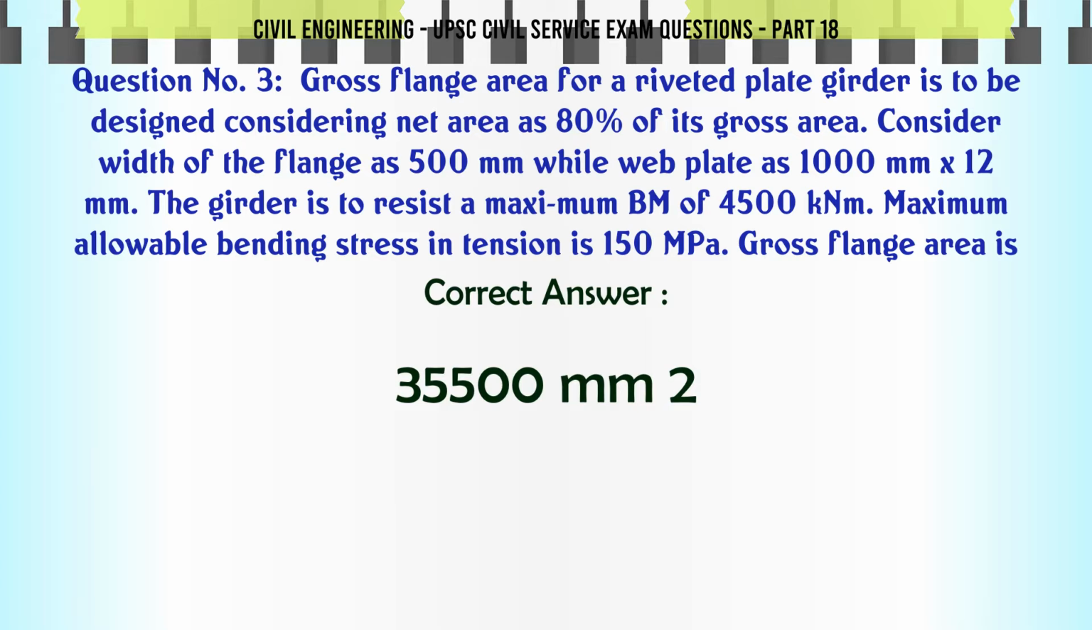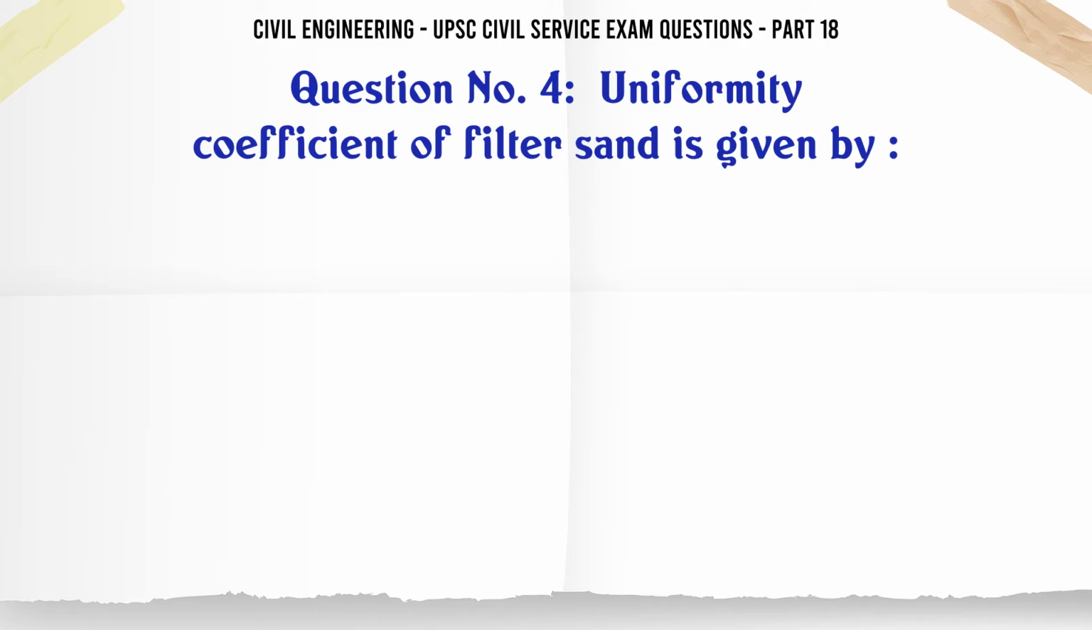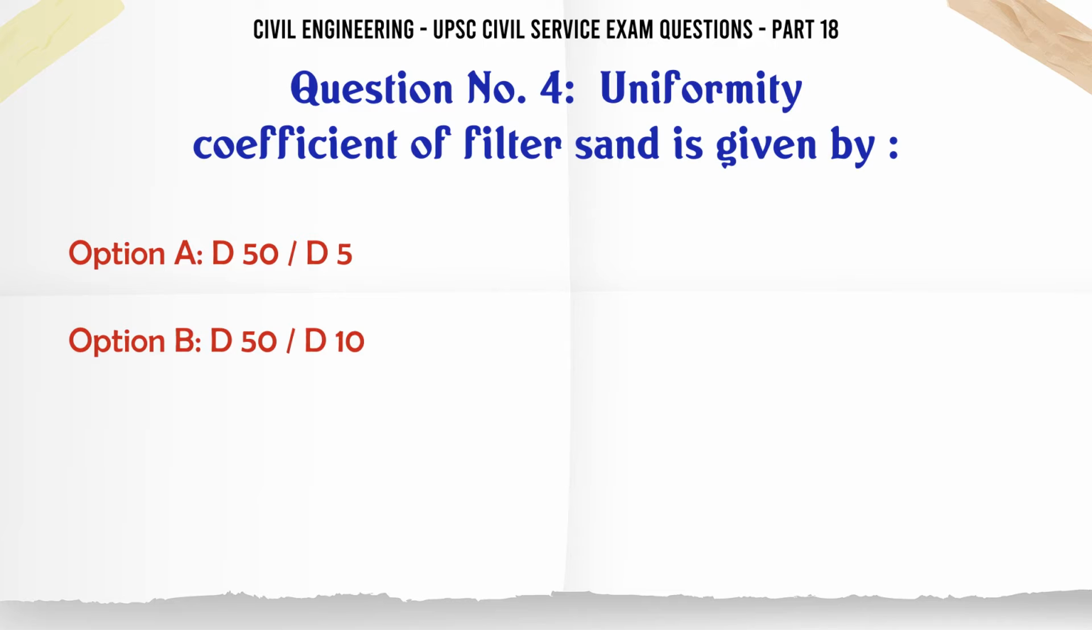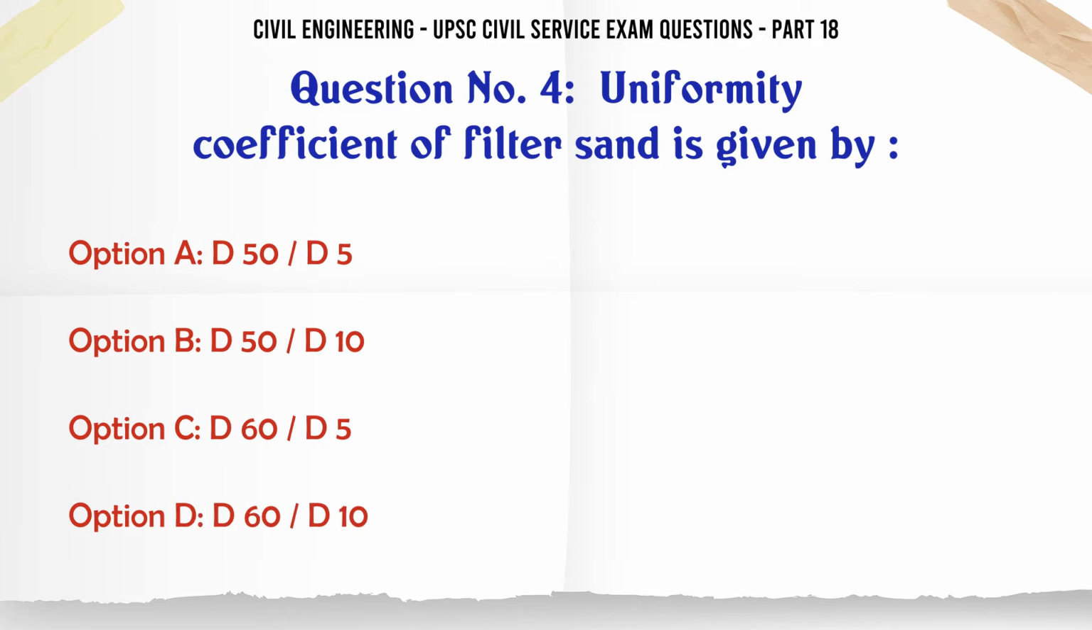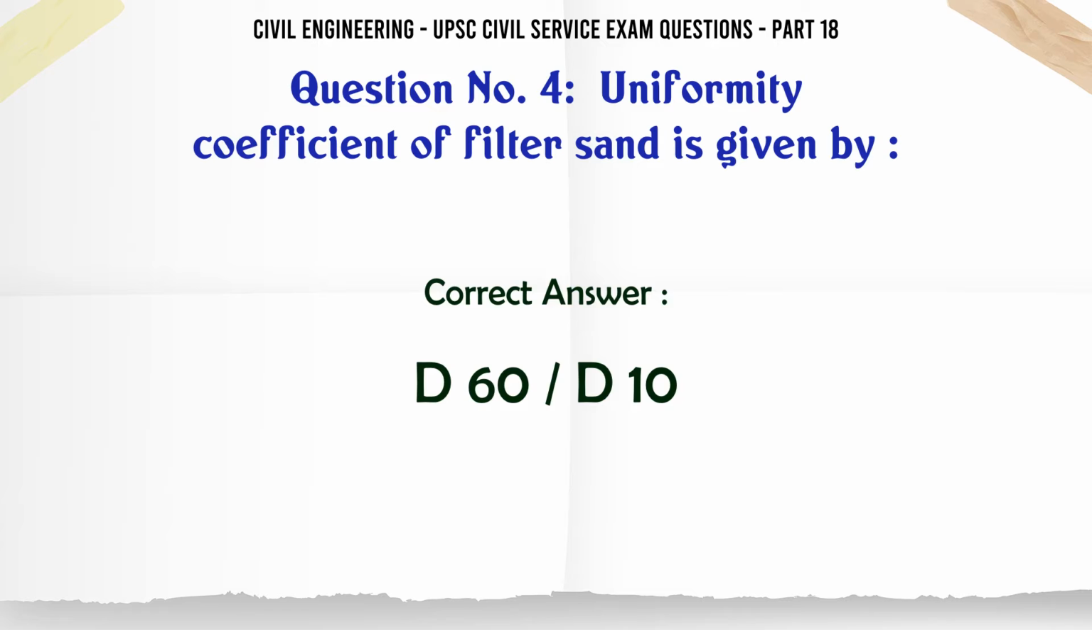35,500 mm². Uniformity coefficient of filter sand is given by: A. D50/D5, B. D50/D10, C. D60/D5, D. D60/D10. The correct answer is D60/D10.